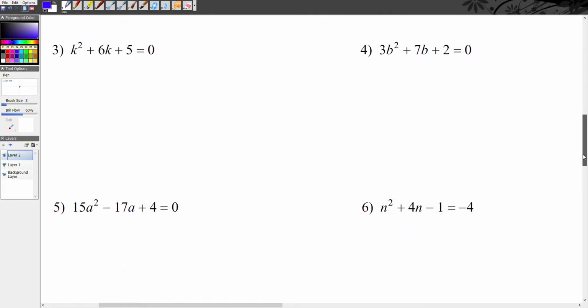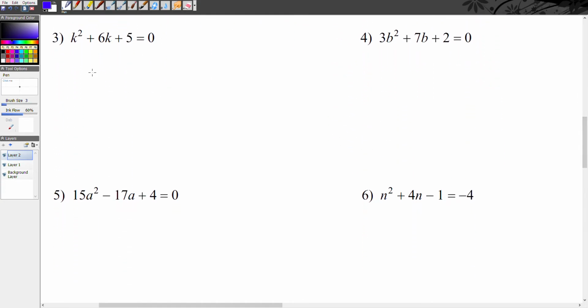All right, moving on. k squared plus 6k plus 5 equals 0. Again, they're all positive. So this is going to be k plus something times k plus something equals 0. So two numbers that multiply together to make 5 and add together to make 6. So that's going to be 1 and 5. 1 times 5 is 5, and 1 plus 5 is 6.